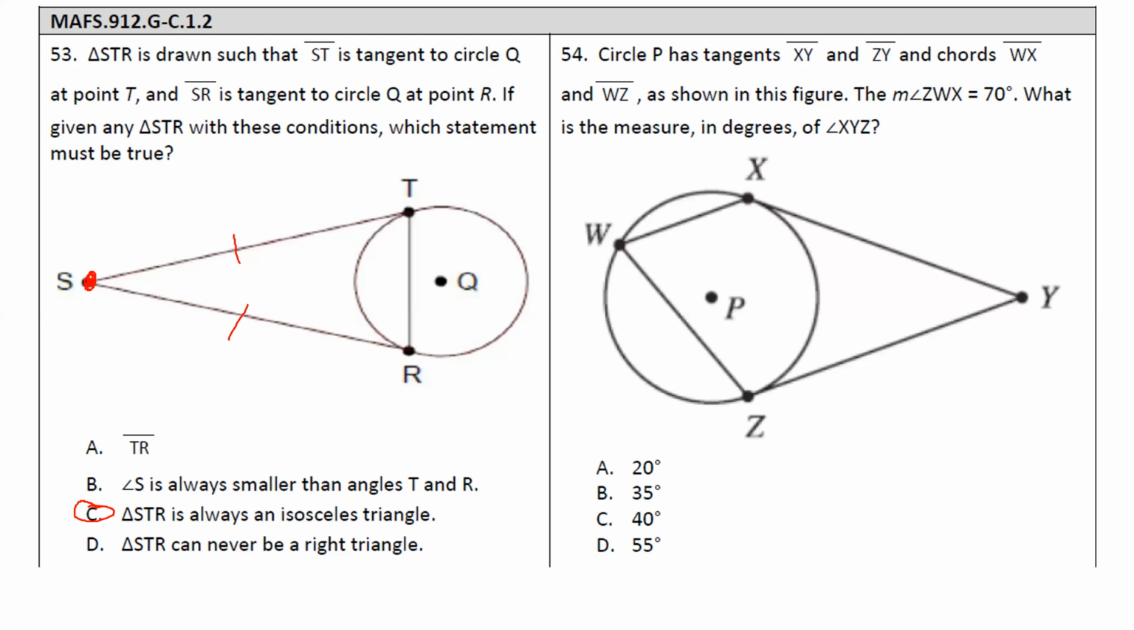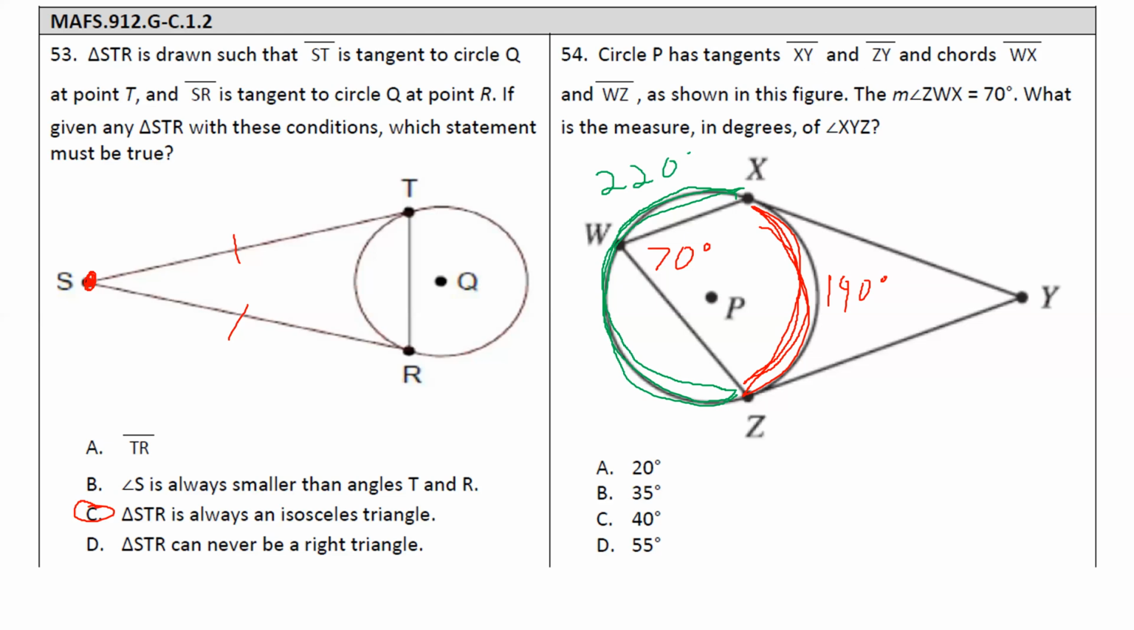On 54, this one, again, we have our two tangents. This time we're talking about angles. The only thing that they tell us is that angle ZWX, this one, is 70. Now, this angle intercepts this arc, right? So this arc is double that inscribed angle, which would be 140. Then we also know that the arc across from it, this entire arc all the way around, is the other half of the circle. A circle is a total of 360. So if we subtracted the 140 from 360, we'd be left with 220.